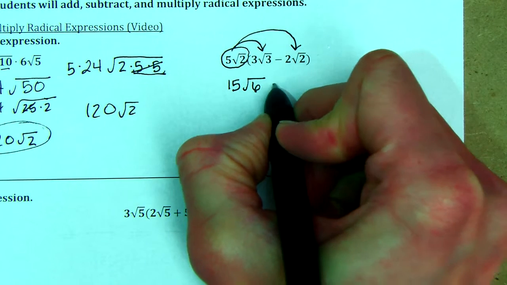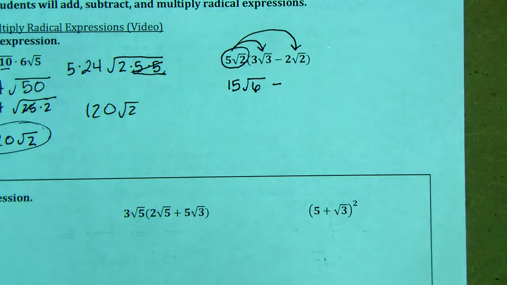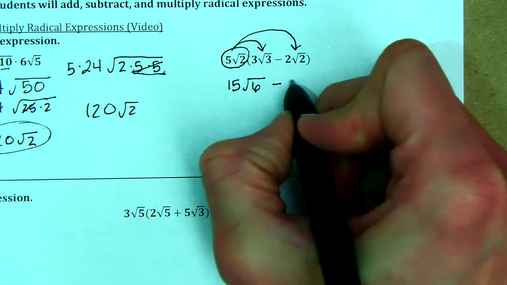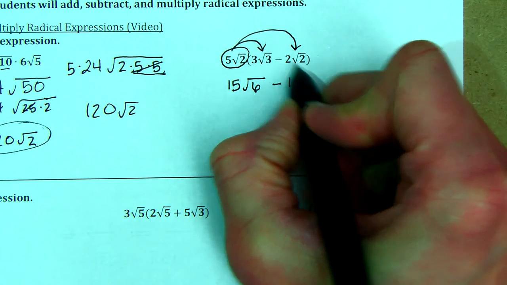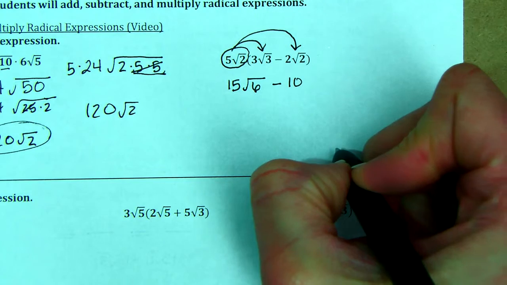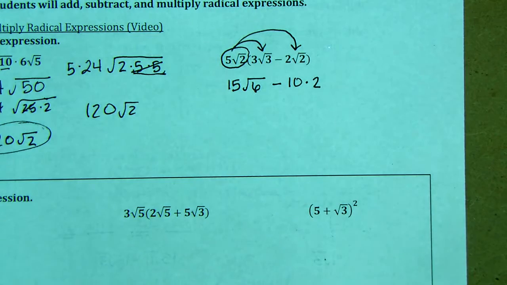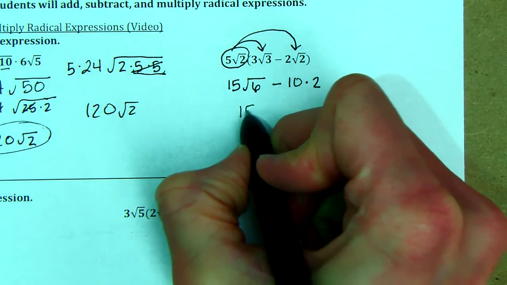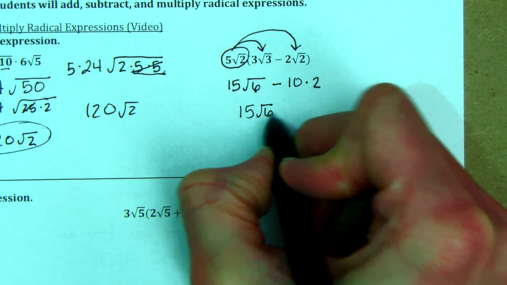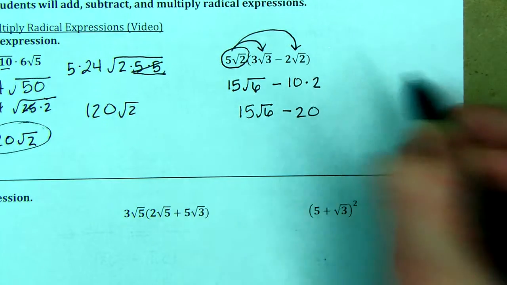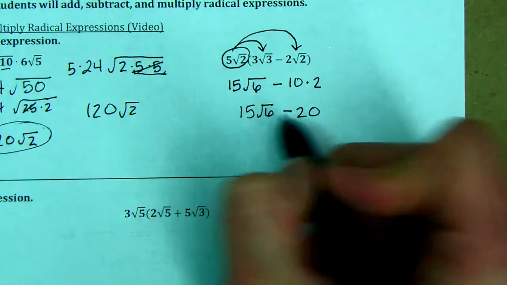But what's the square root of 2 times the square root of 2? 2, because it's the square root of 4. And so I get 15 times square root of 6 minus 20. So that second number just gets rid of the square root altogether. All right, let's do a few more like this.